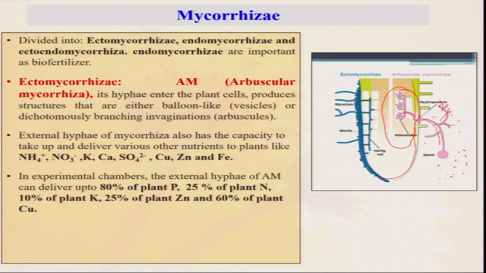And also see, in one experimental condition it is found that 80% of the plant phosphorus, 25% of the nitrogen, 10% of the potassium and 25 and 60% of the zinc and copper can be supplied by this. So, there is a need for very much reduction of inorganic fertilizer application if we can explore this AM role in our agriculture system properly, especially for tree species or vegetable and fruit crops.